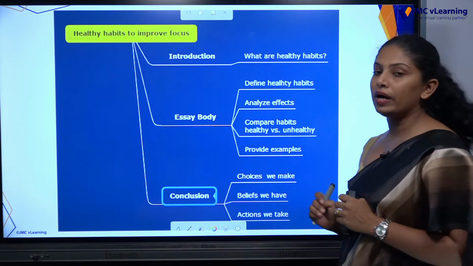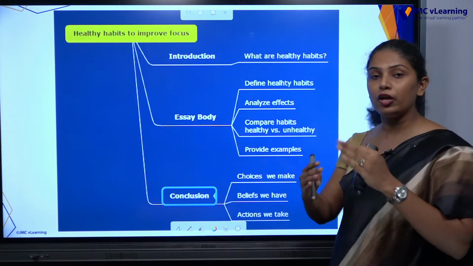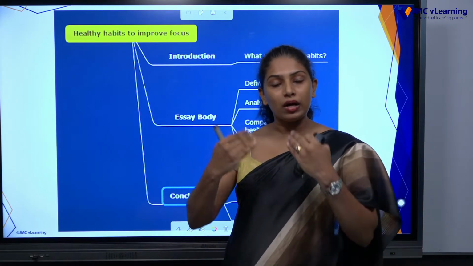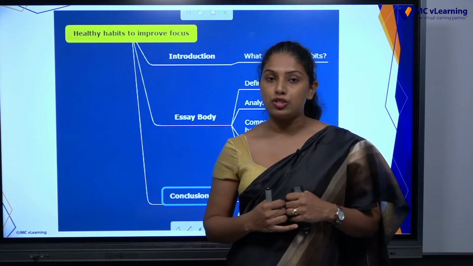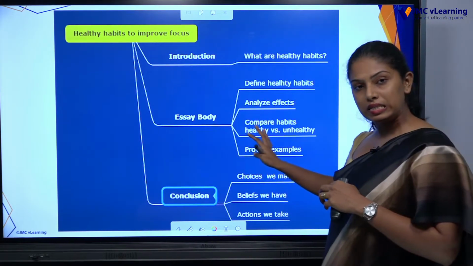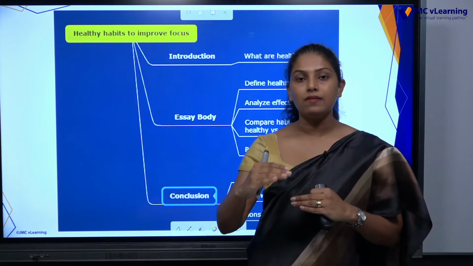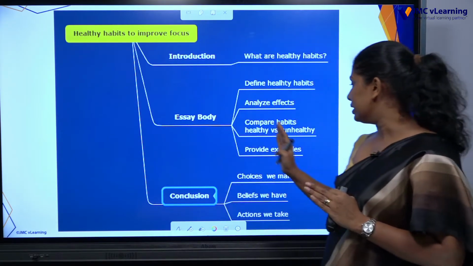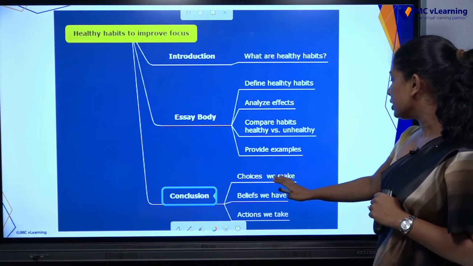Then you can provide examples. What are the healthy habits and unhealthy habits? When you follow the healthy habits, what happens, and what can happen if you are not following them? Then what is happening to us? So you can write all those details in a paragraph, or you can divide that into 2 paragraphs and explain all these points. Then finally you can give the conclusion, choices we make.